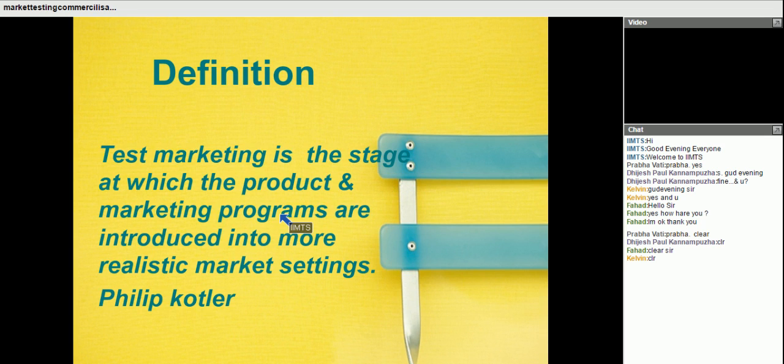Let's see the definition of test marketing. Test marketing is the stage at which the product and marketing programs are introduced into more realistic market settings, right? This is the definition given by Philip Kotler. Philip Kotler is a renowned management guru, and he has written a lot of management books. According to him, test marketing is the stage at which the product and marketing programs are introduced into more realistic market settings. More realistic means more customer based, right?